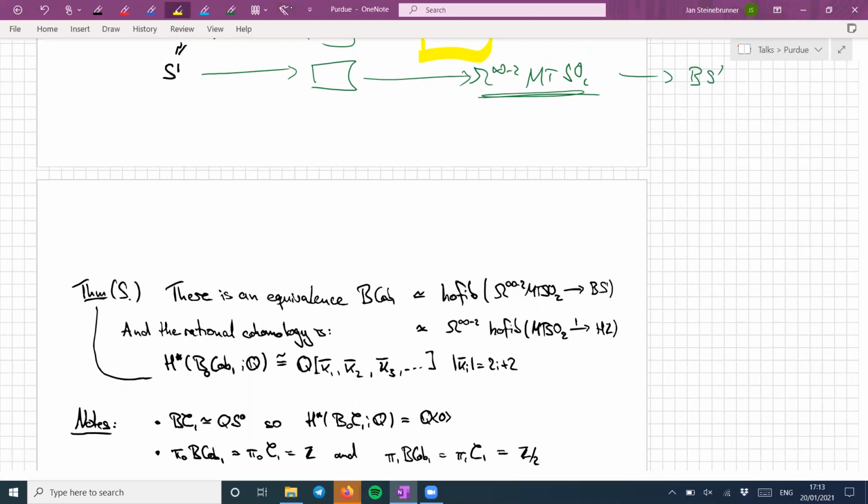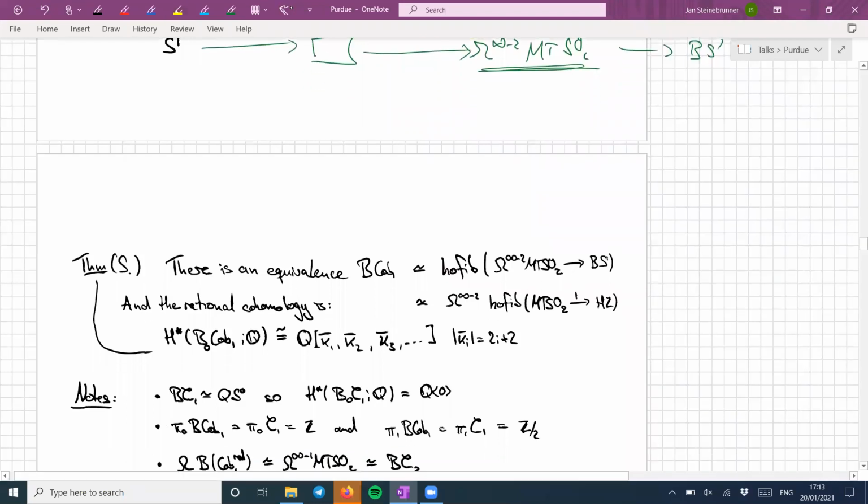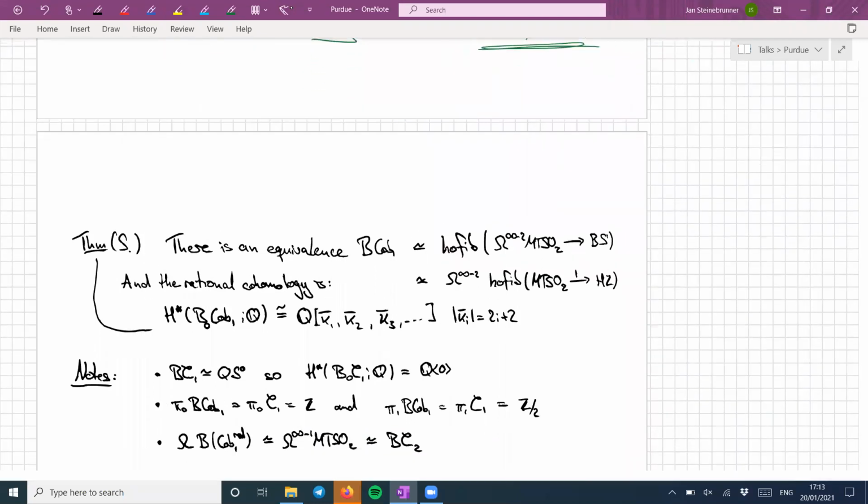All right. Yeah, let me just put that into context and then briefly wait and see if there are any questions about this theorem.